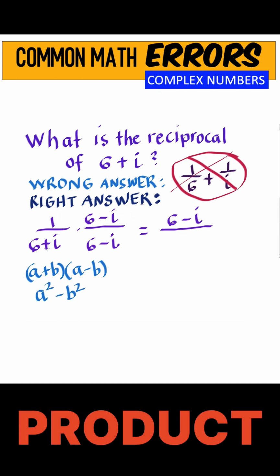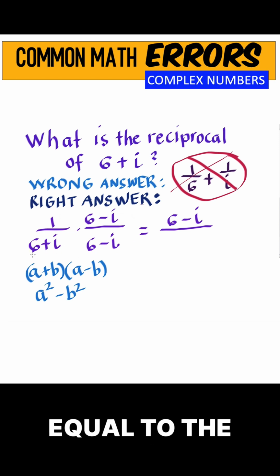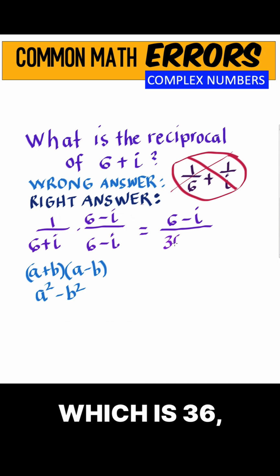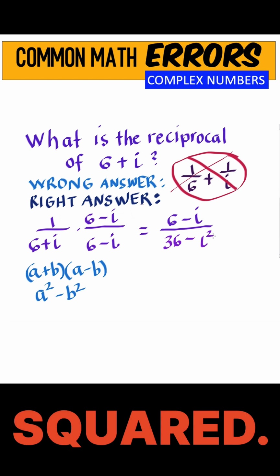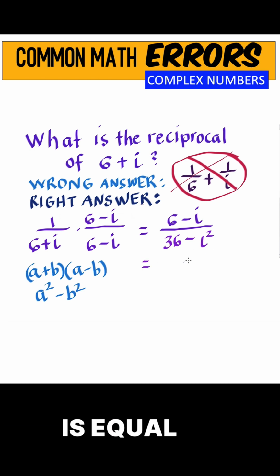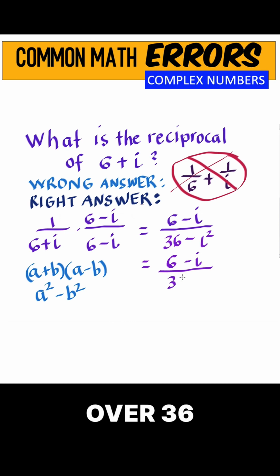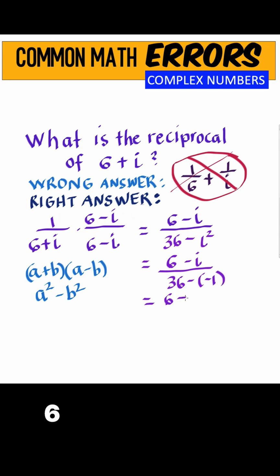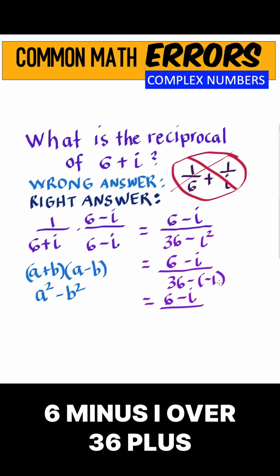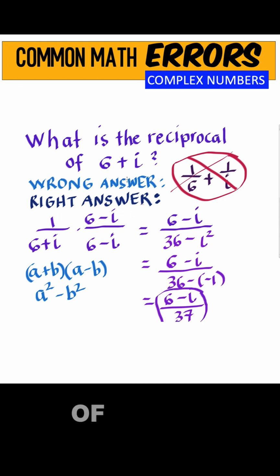So using this formula, the product now of the quantity 6 plus i times the quantity 6 minus i is equal to the square of the first number, which is 36, minus the square of the second number, which is i squared. But what is the value of i squared? i squared is equal to negative 1, so we can simplify this further as (6 minus i) over (36 minus negative 1), which is equal to (6 minus i) over (36 plus 1), or 37, and this is the final answer. So the reciprocal of 6 plus i is (6 minus i) over 37.